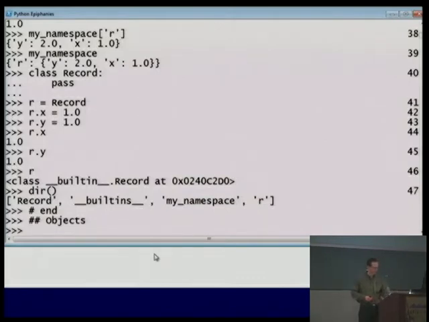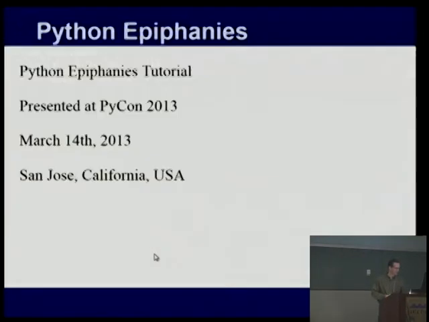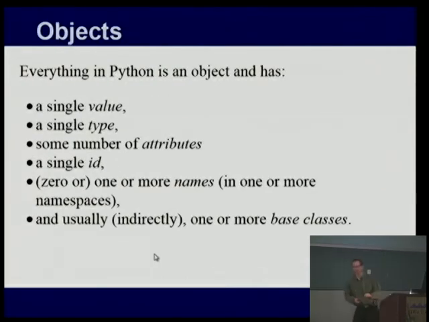I'm going to run through this next section quickly, but it's some theoretical foundation about objects in Python, things you should know that will help you. Everything in Python is an object. It has a single value, a single type, and some number of attributes, which you access with dot notation. It has a single ID, which you almost never have to worry about. It's basically a memory address. It has one or more names, and those names might exist in multiple namespaces. So I might have A refer to the integer 7, and B refer to the same integer 7. And it has one or more base classes.